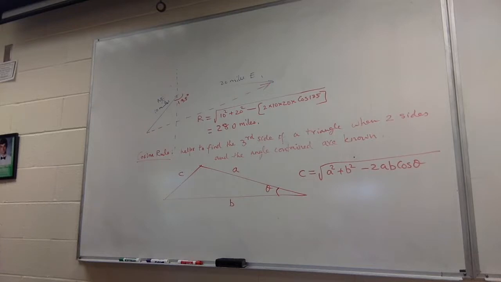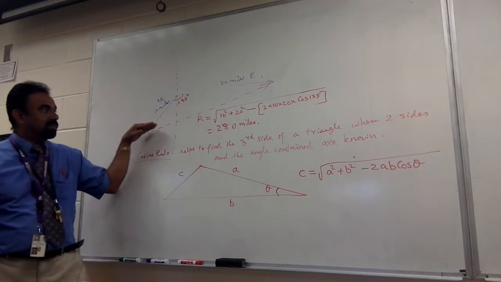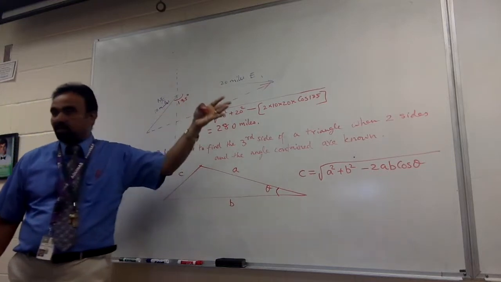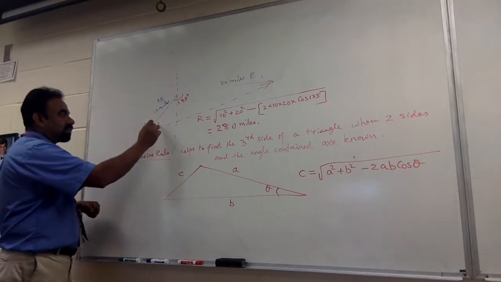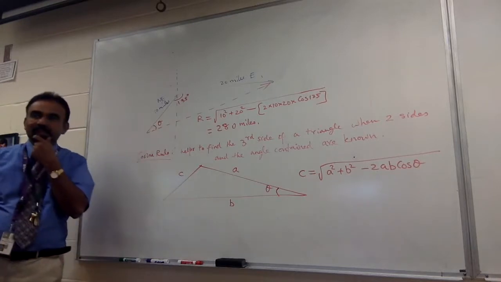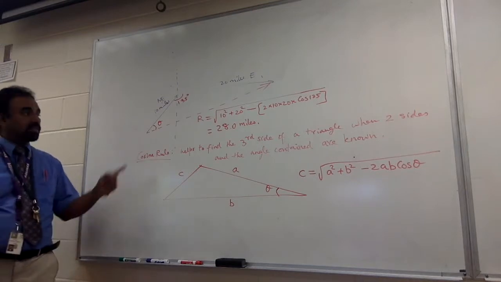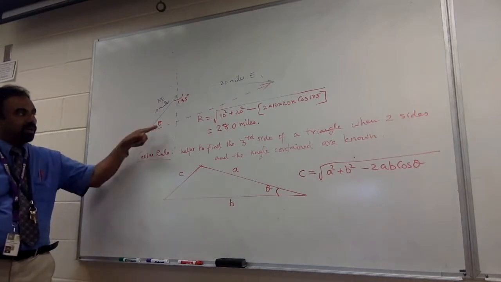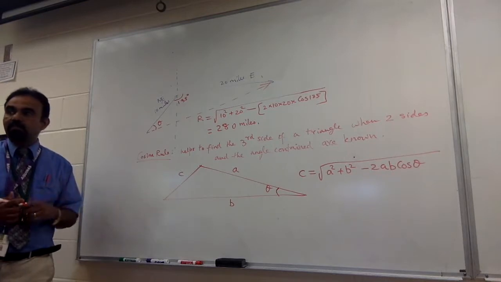But that's not the end of the story. We need to find the direction, because this only tells you the magnitude. So this displacement here is 28 miles, that's all. But you need the angle. So for the angle, we need to discover this angle. One of the angles. If you can discover this, then everything's over. So how do you geometrically discover that angle?